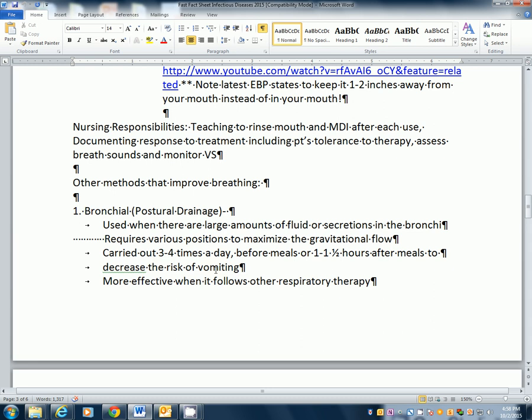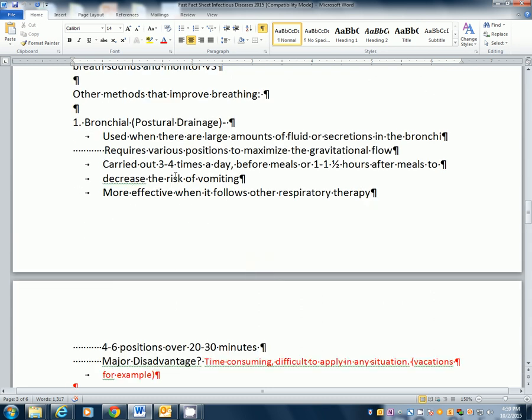Other methods to improve breathing, one of the things that they do is bronchial postural drainage. And this is where they use this for large amounts of fluids or secretions in the bronchi that require various positions to maximize gravitational flow. So they'll put them in certain positions, and this is carried out 3 to 4 times a day before meals or 1.5 hours after meals. And the reason they do that is to decrease the risk of vomiting. It is more effective when it follows other respiratory therapy, like an updraft, something to loosen it.